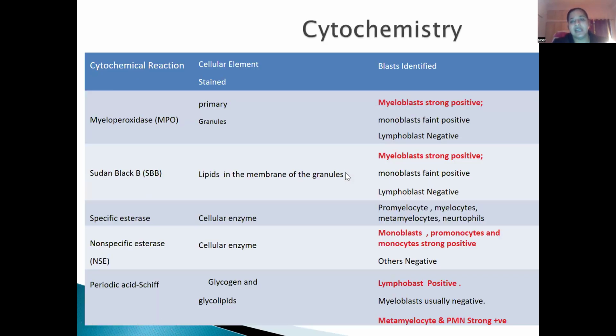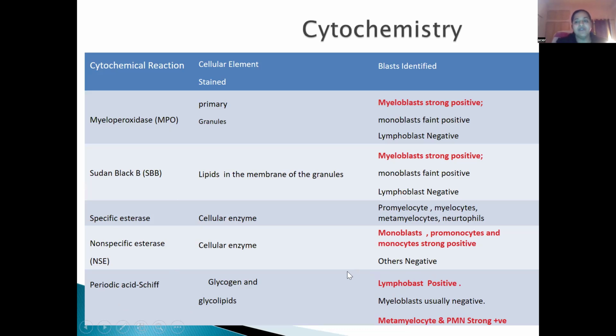So the special stain is required for differentiating, because sometimes morphology alone is not enough. So you require special stains to differentiate. This MPO stain stains the granules of these cells, and it is strongly positive in myeloblasts. And as you can see, the PAS stain stains the glycogen and the glycolipids, and it is positive in lymphoblasts.